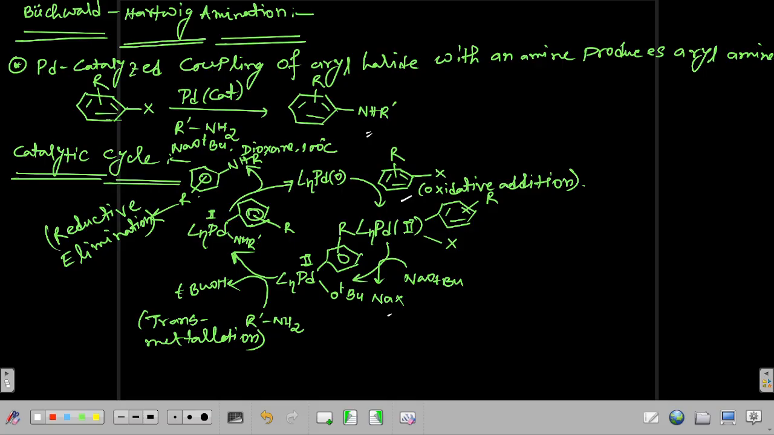And next step is the reductive elimination, and it leads to the formation of, like, these two will form a bond and remove from the system, which is known as reductive elimination. And due to the reductive elimination, the palladium 2 will reduce to the palladium 0.